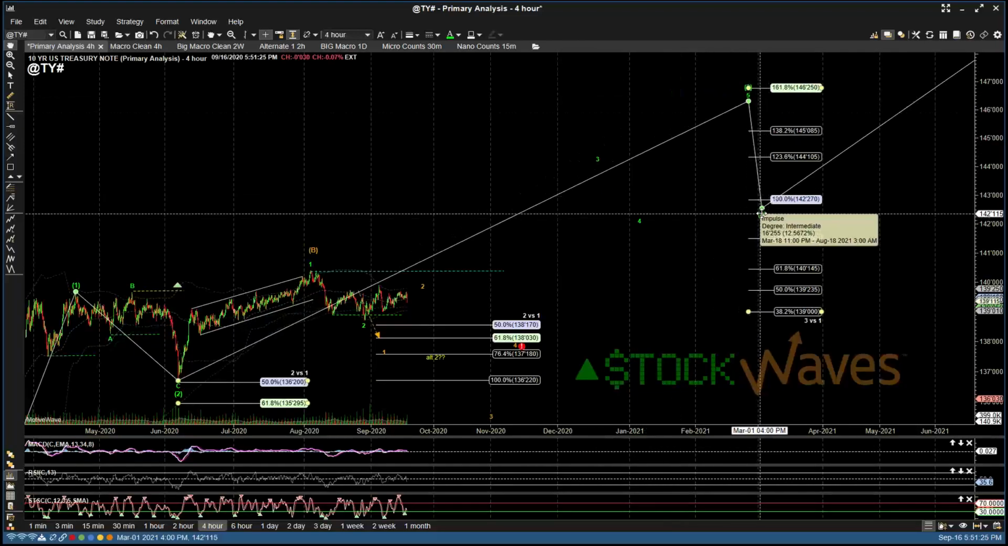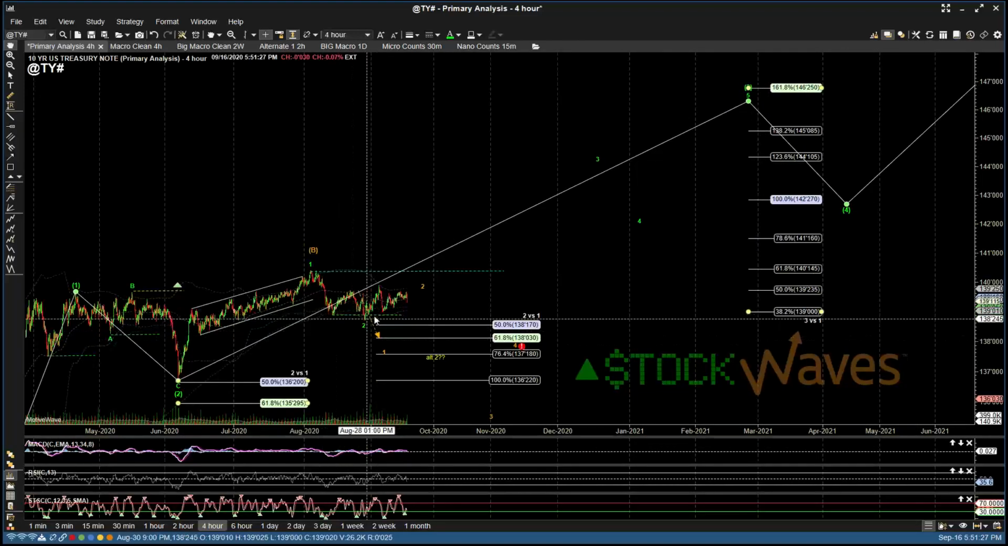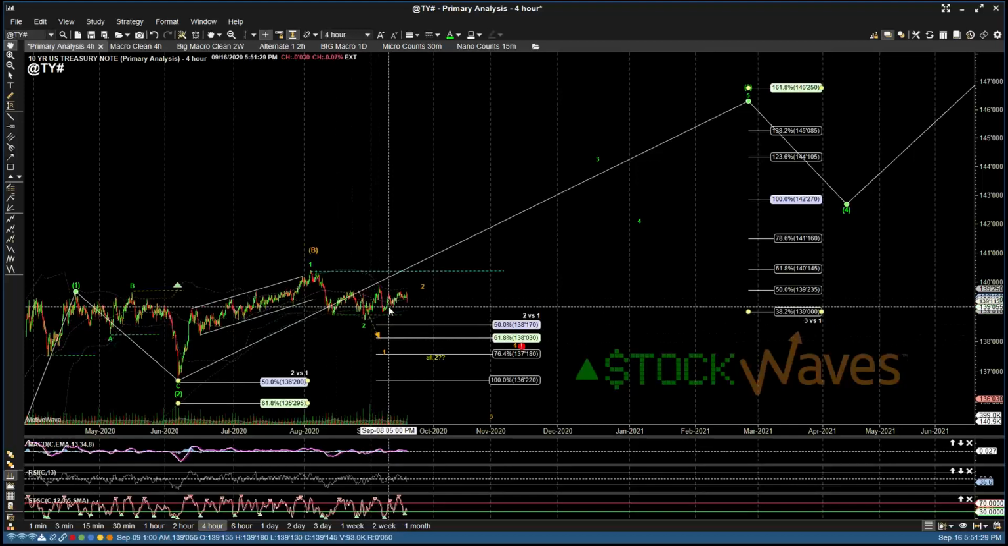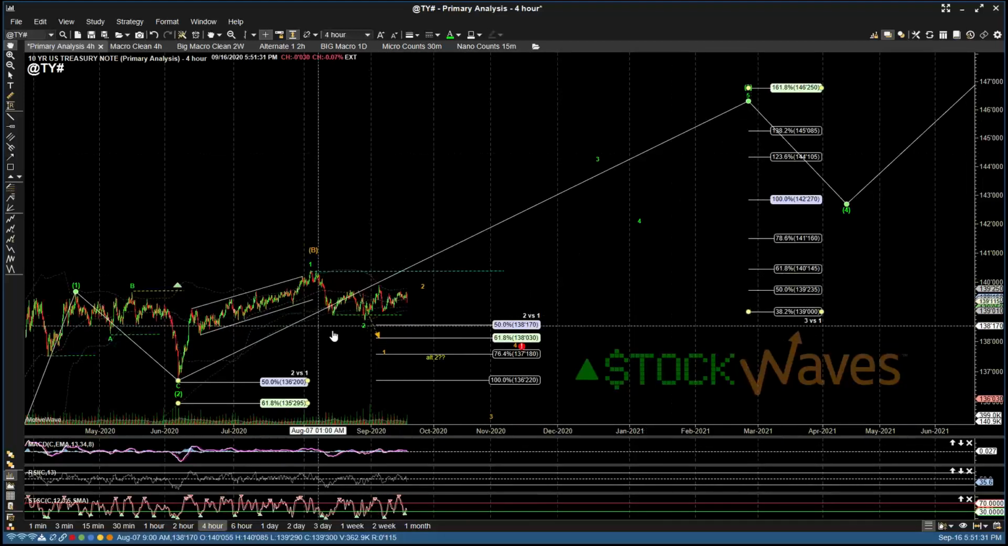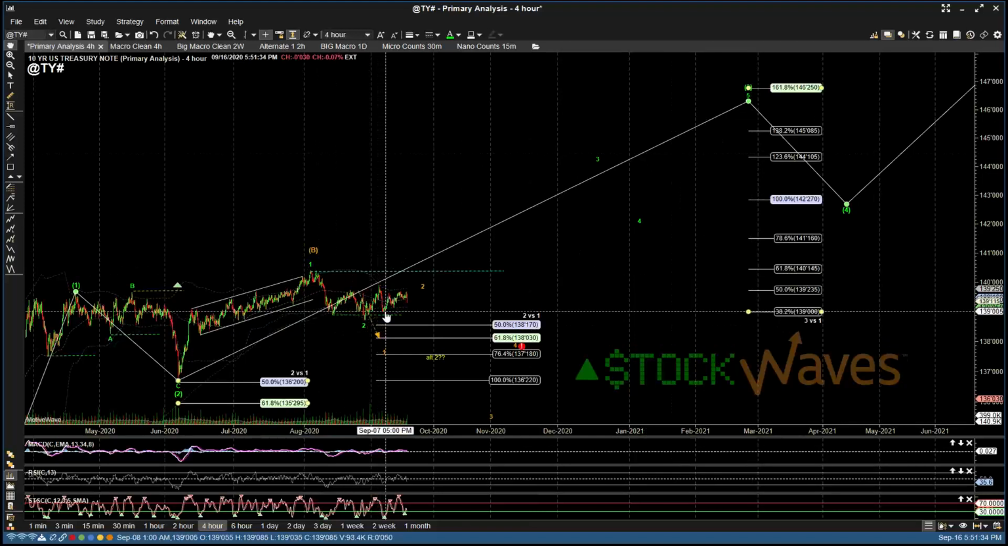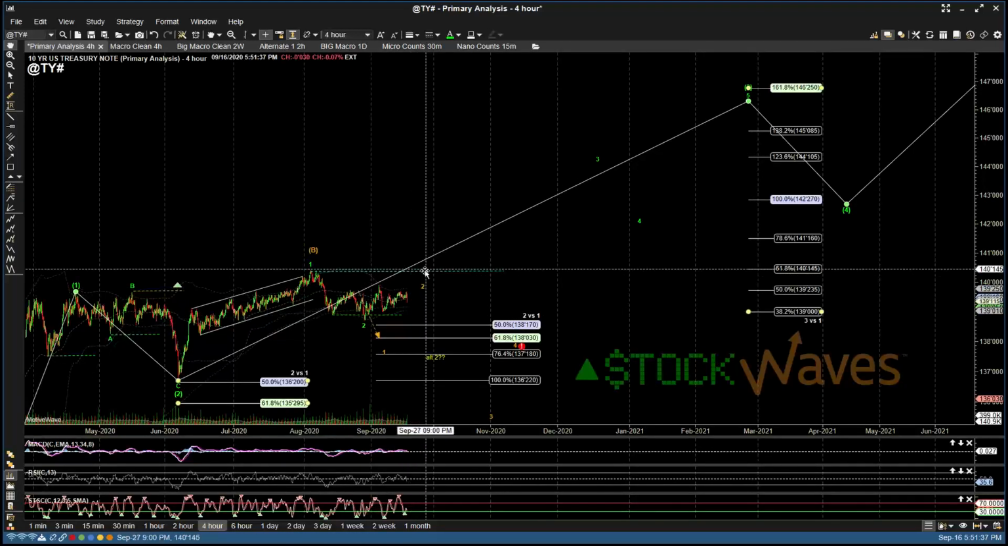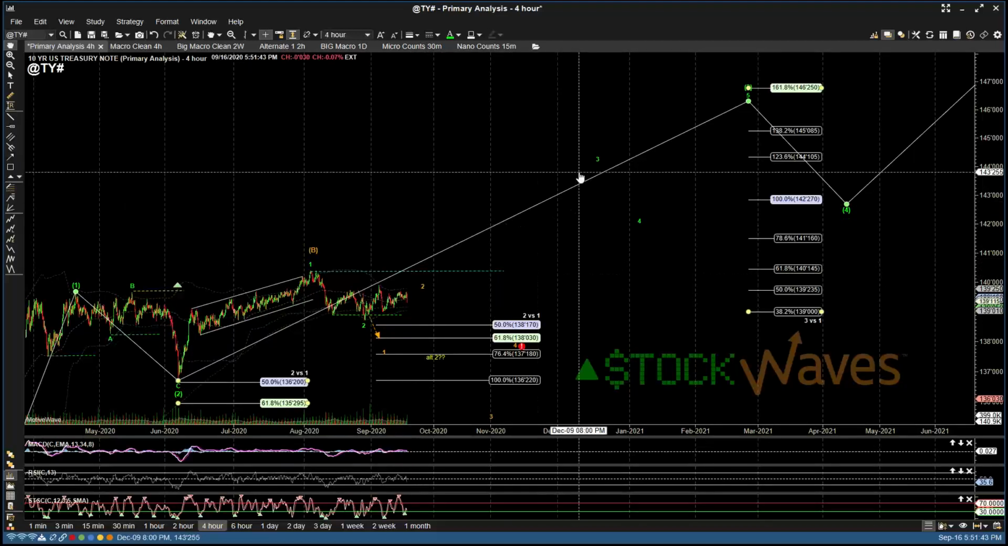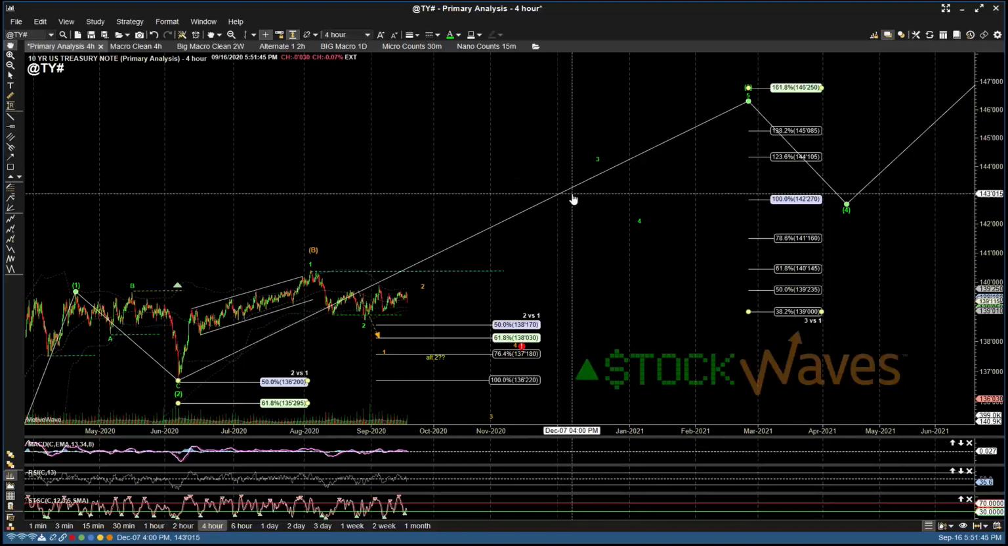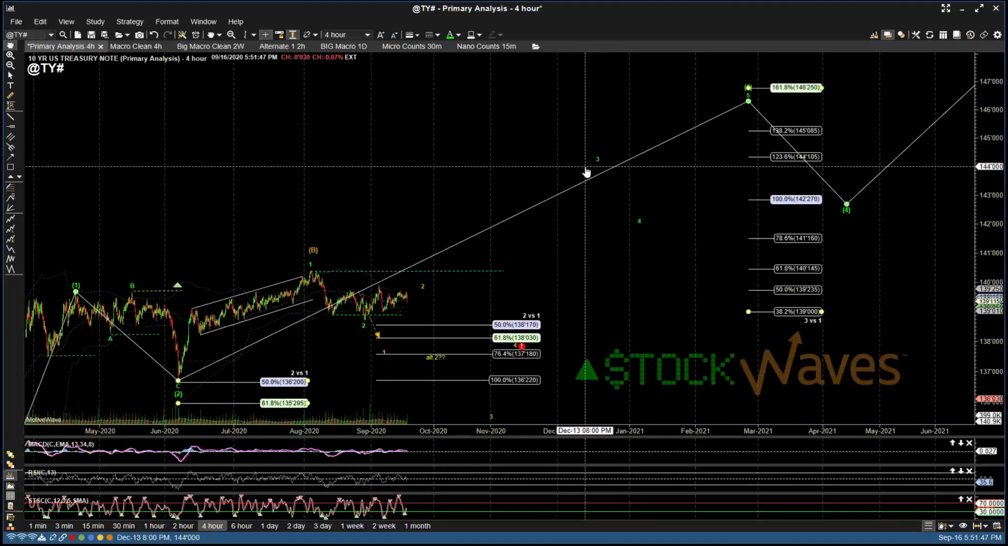But I think this is the type of setup where, if you want to nibble a little bit on the long side because you like the potential, you have strong stops at these two recent lows. Or you can just treat it as a breakout. If it gets over 140.13, then it really should continue going towards 142.27 and 144.1.